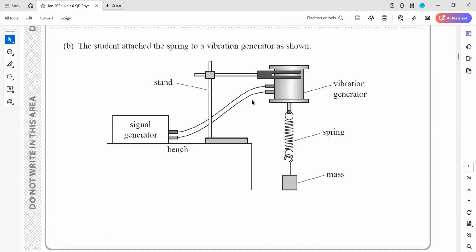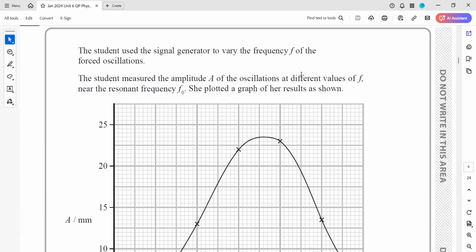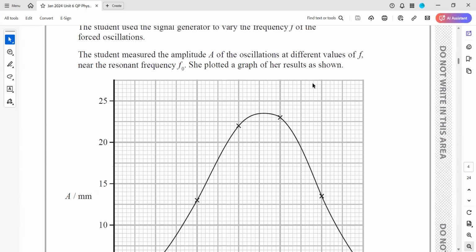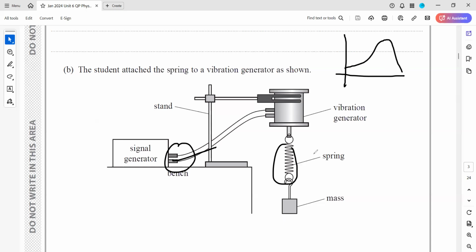The student attached the spring to a vibration generator. As you can see, the spring is attached to a vibration generator. Then the student used a signal generator to vary the frequency. This is the concept of resonance: when the applied frequency is equal to the resonant frequency, the natural frequency, the object will vibrate with a maximum amplitude. When it vibrates with the maximum amplitude, we call that phenomenon resonance.